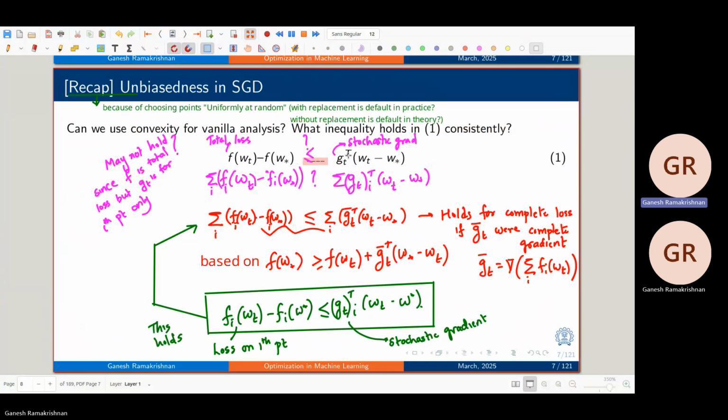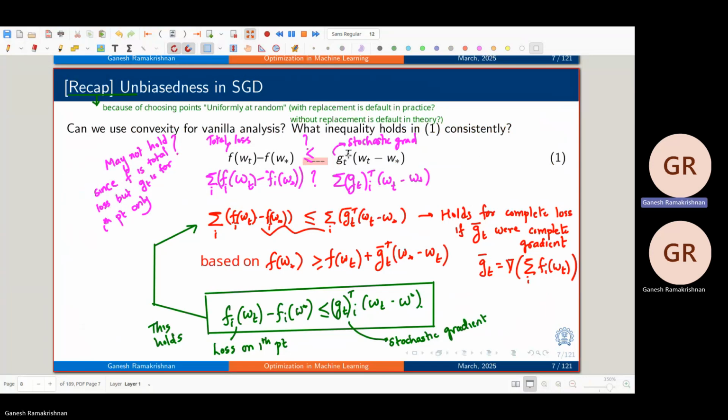I didn't complete the story. So what I'm trying to say is, this is a summation. So I look at the equation here. I have f_i(w_t) minus f_i(w*) less than or equal to the overall gradient, which could also be viewed, as you pointed out, as a summation over all the gradients of the individual points, times (w_t minus w*). Okay, this is fine.